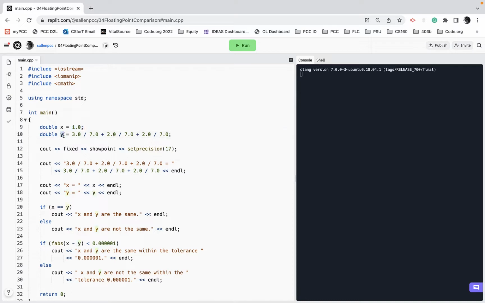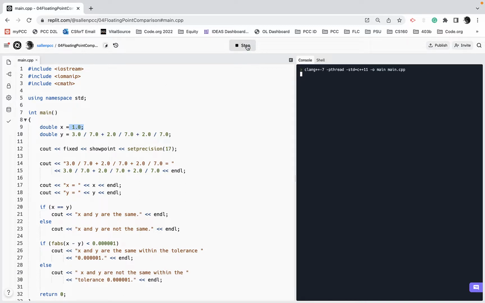And then we have this variable y and it contains 3/7 plus 2/7 plus 2/7. And so 3 plus 2 plus 2 is 7. So 7/7 is 1, right? So in algebra or in math, these two are identical, right? 3/7 plus 2/7 plus 2/7 is equal to 1.